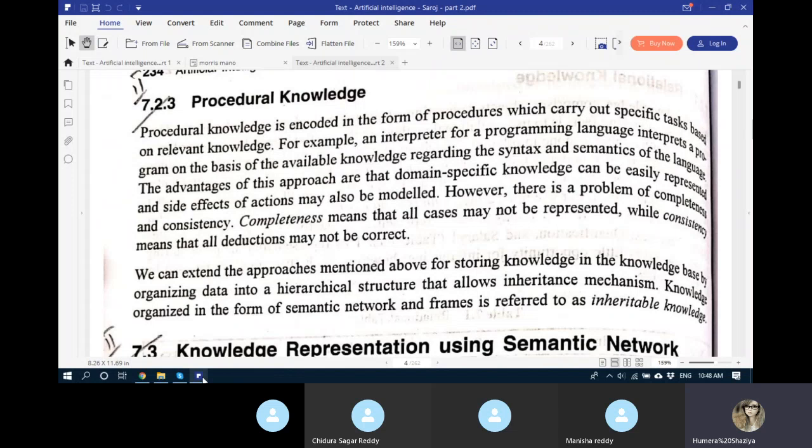Next we will try to understand the mechanisms which organize the data in hierarchical form. Can anyone tell me what is a hierarchical form?